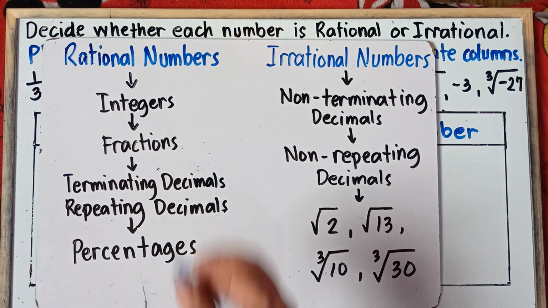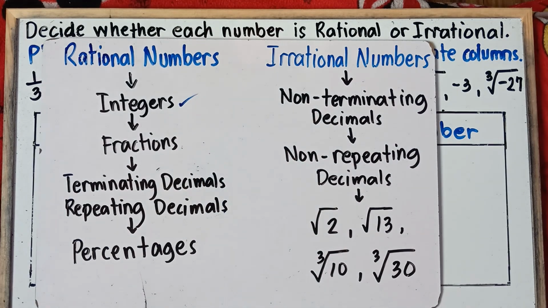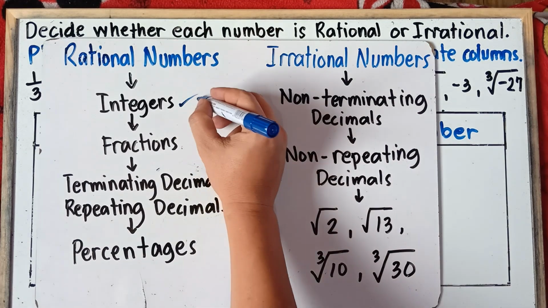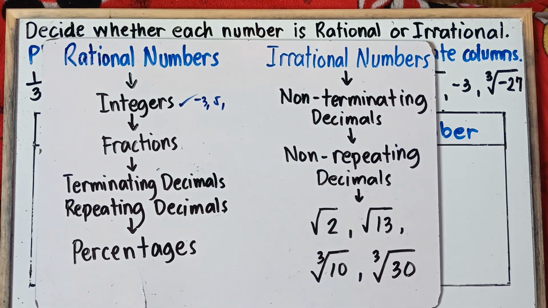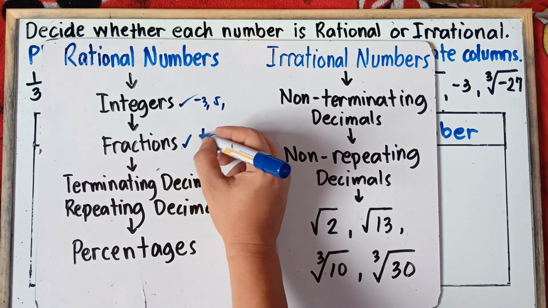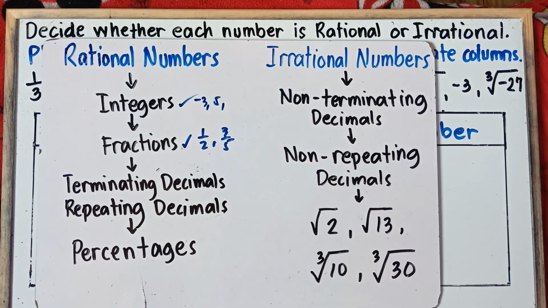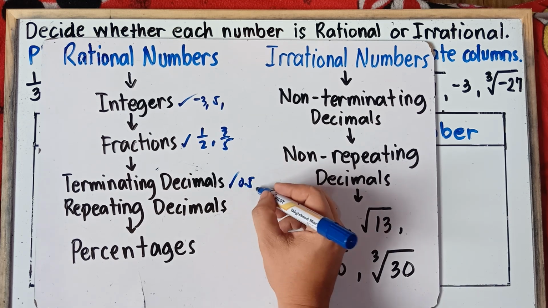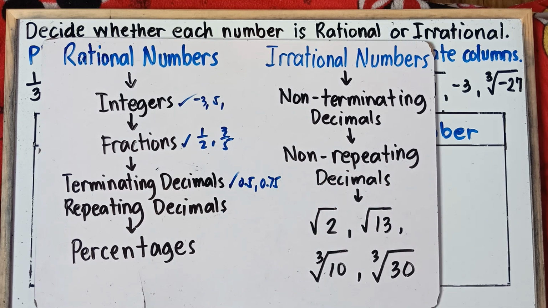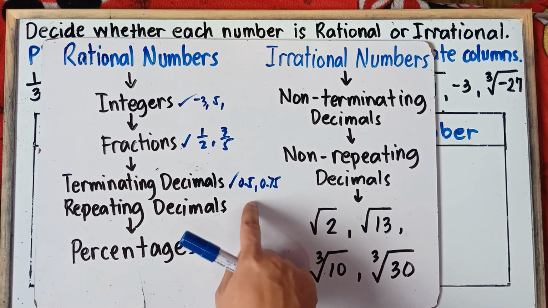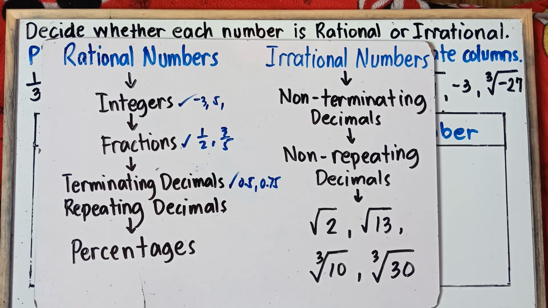We have the integers. Once again, class, integers are whole numbers, negative or positive. Examples: negative 3, positive 5. Fractions, examples would be 1/2, 3/5, and so on. Terminating decimals, examples are 0.5, 0.75, 0.3, in which the decimal, class, has an end.